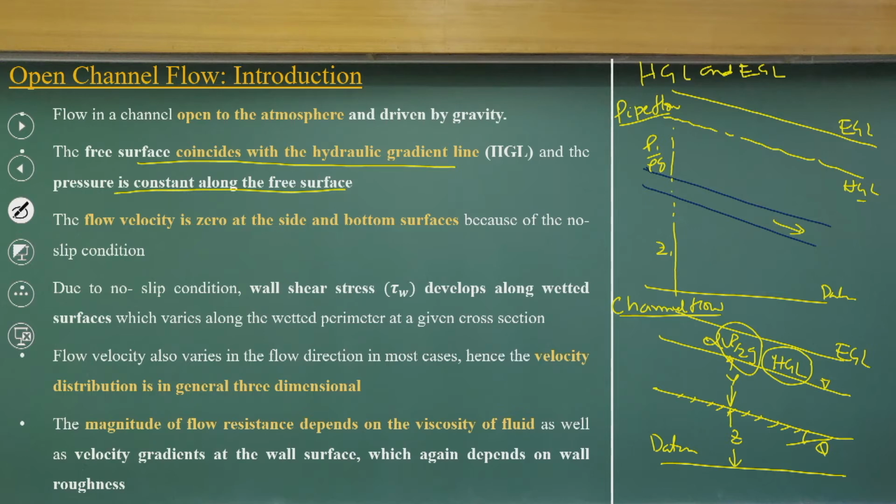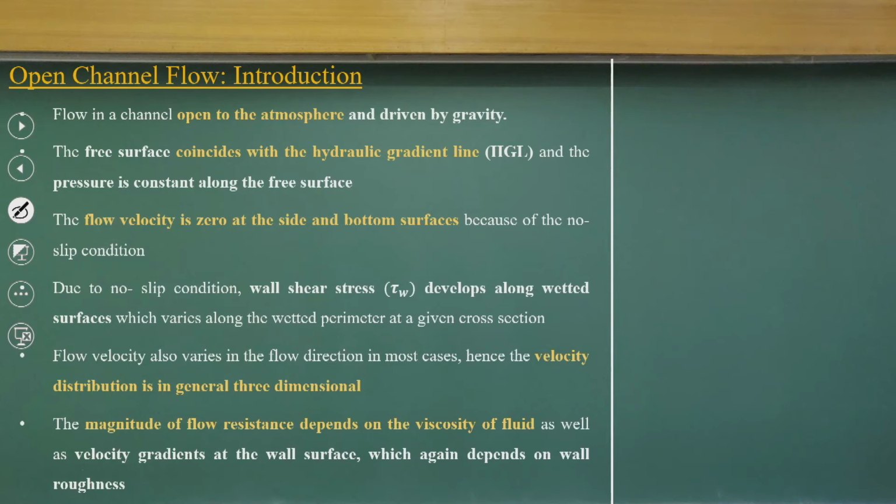There is a no slip boundary condition, as I discussed, so the wall shear stress develops along the wetted parameter, which varies along the wetted parameter. Let me explain in more detail. When you have a natural system, a river cross section like this, the velocity at these points along the parameter, as a no slip boundary condition, will be 0.